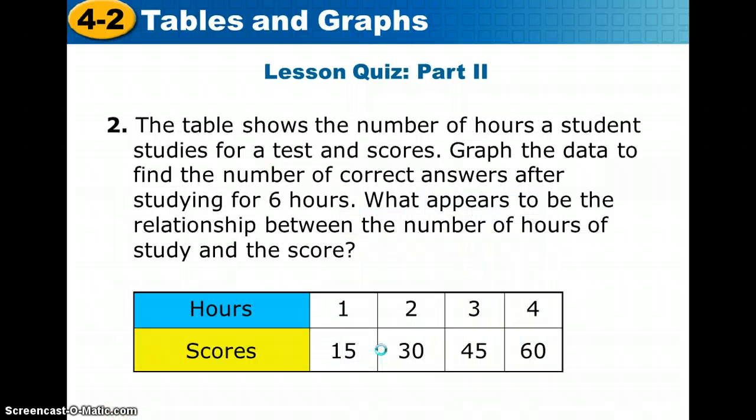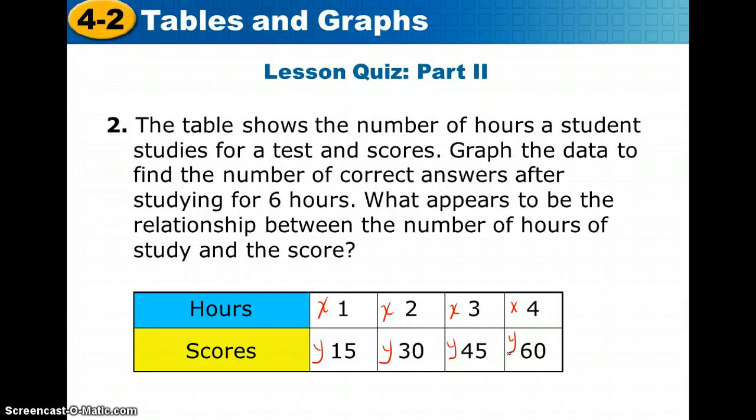The table shows the number of hours a student studies for a test and scores. So, if I study for 1 hour, my score is 15. Here's my X, here's my Y. If I study 2 hours, my score is 30. If I study 3 hours, my score is 45. And if I study 4 hours, my score is 60.